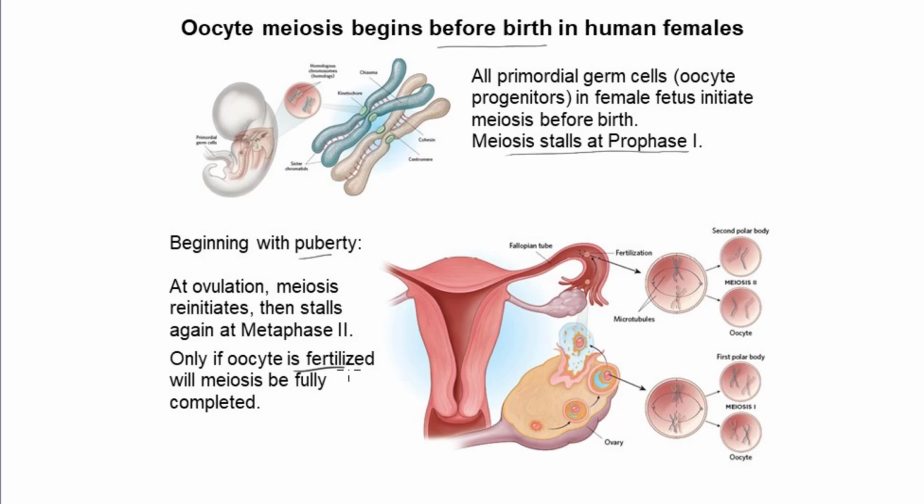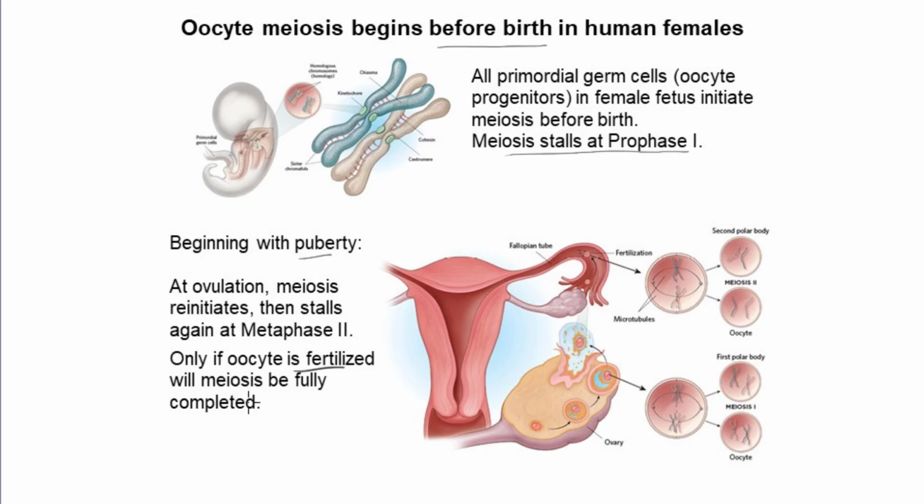A human female that's 25 years old and ovulating an oocyte that is going to be fertilized by a sperm is releasing an oocyte that actually began meiosis 25 years previously when she was still a fetus in her mother's womb. Likewise, a 45-year-old woman is releasing an oocyte that initiated meiosis 45 years ago.